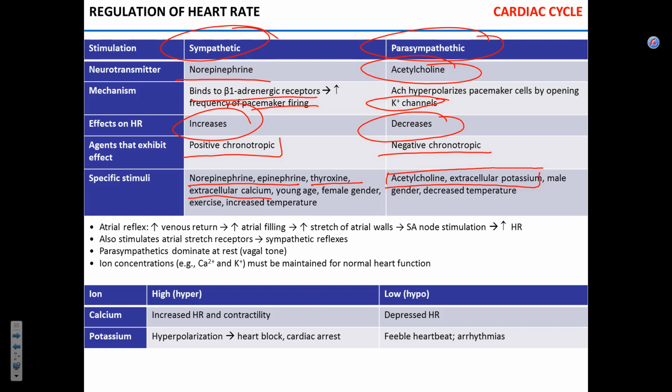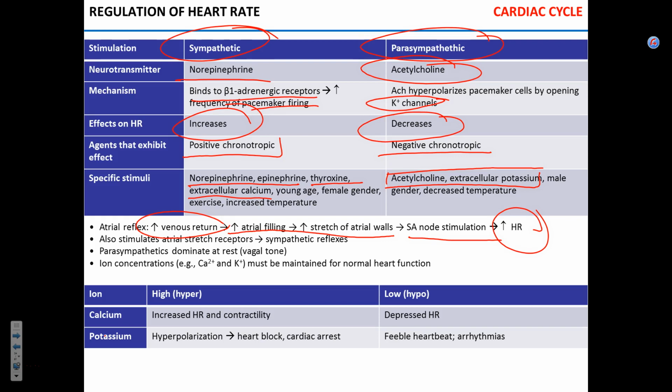Does that make sense? Now, you see, heart rate is regulated by more than one mechanism. For instance, when you are exercising, your sympathetic system is activated, increasing the heart rate. But not only this: when your venous return increases as the result of that exercise, atrial filling and the stretch of atrial walls will additionally stimulate the SA node. The SA node will start to fire more frequently, and heart rate will go up.